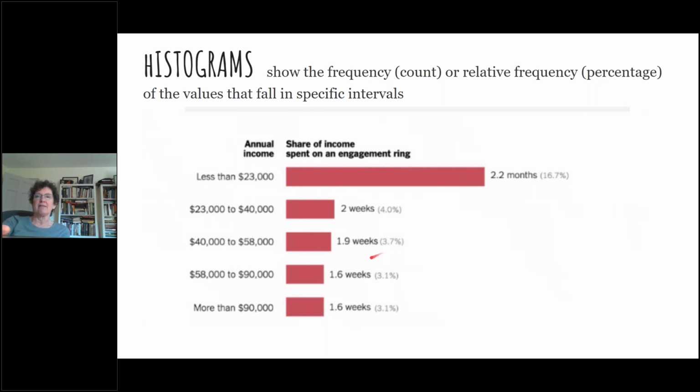So the interesting thing is, as the amount you make in 1 year goes up, you are spending less in terms of percent of your annual income on a ring, but you might actually be spending more on that ring, because 3% of 90,000 is more than 3.7% of 58,000, or more than 4% of 40,000. Does that make sense?